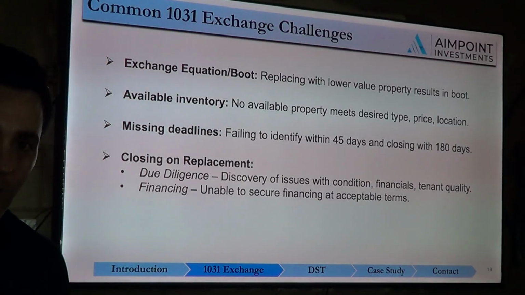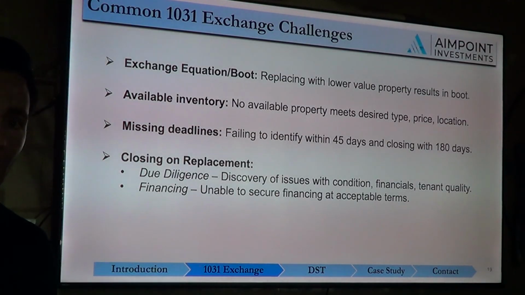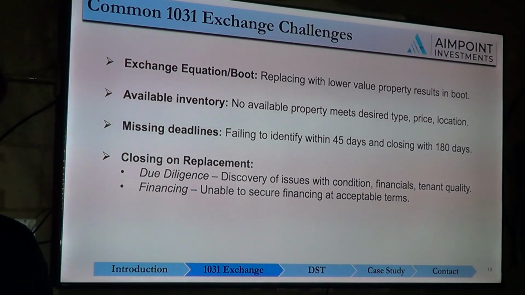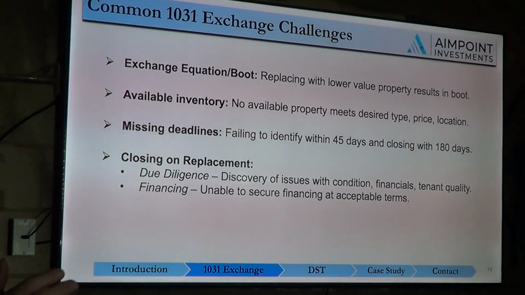I don't understand the question. The 45-day or 180-day, you're not saying that you have ways of extending that time if there's a problem? No, there are not.